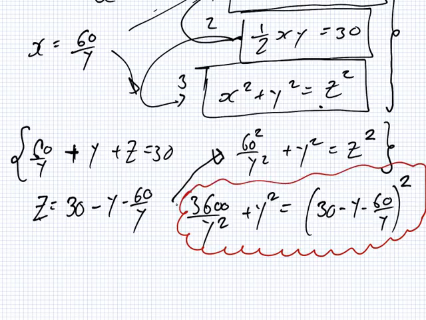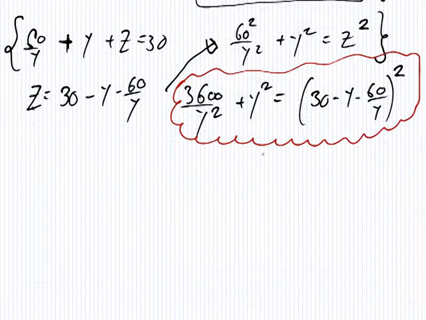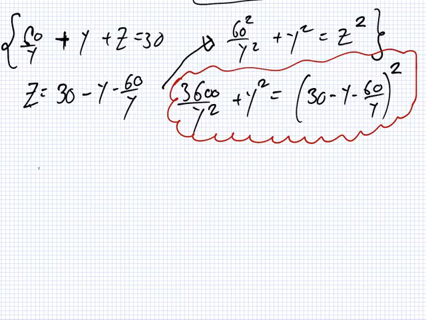Now, like I said, the good news is we've made it become one equation. But the problem is now we have to square this out. Hopefully we can simplify it. Let's have a look. 3600 over y squared plus y squared, yeah? Can't you square root everything? No. Why not? No.